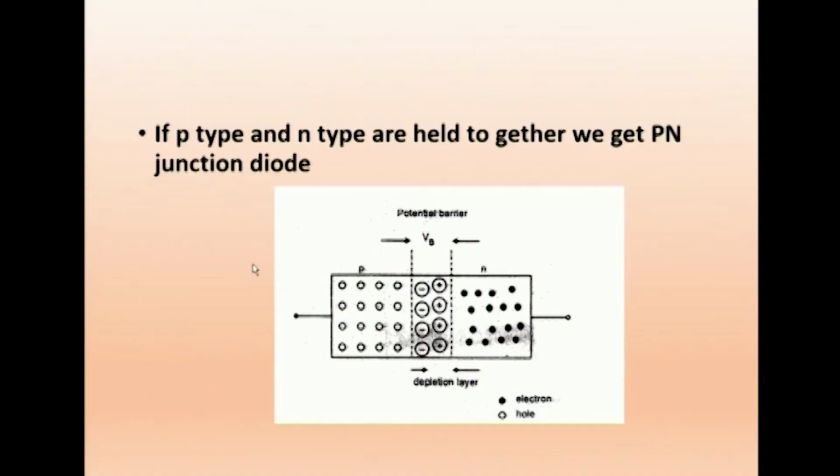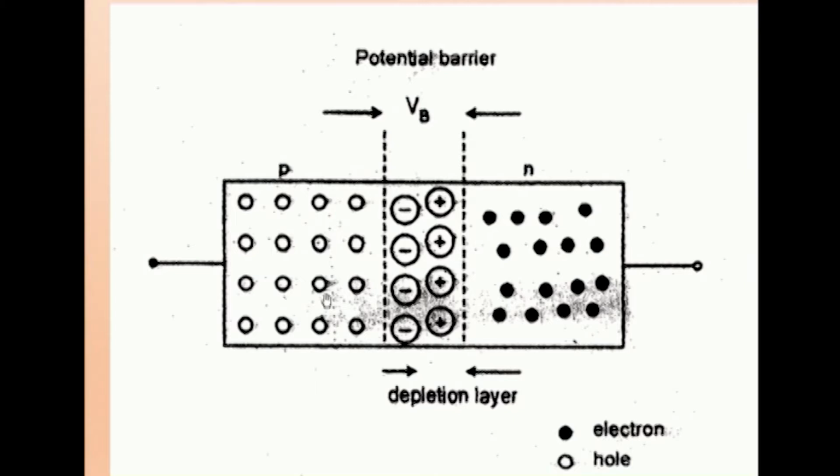So we have just discussed what an intrinsic semiconductor is, and what p-type and n-type are. Now when p-type and n-type are held together, pasted together, what will happen? We get a PN junction diode, that is, a junction is formed. Here we will give a better explanation. This is the p-type material. In a p-type material there will be a lot of holes, that is, positive charge. Whereas in the n-type material, as already discussed, there will be a lot of extra electrons.